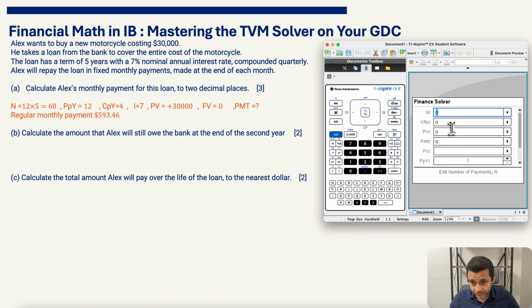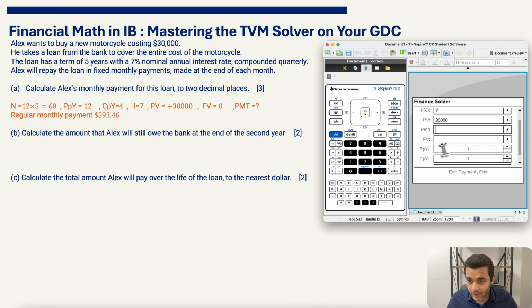So first, we will enter N as 60. I here, as you see, is 7. The present value is $30,000. The PMT is what we don't know, so I will keep it empty. Then the future value, as we said, is 0.